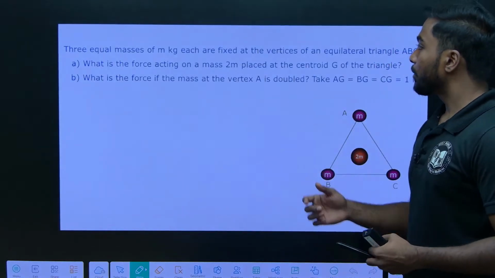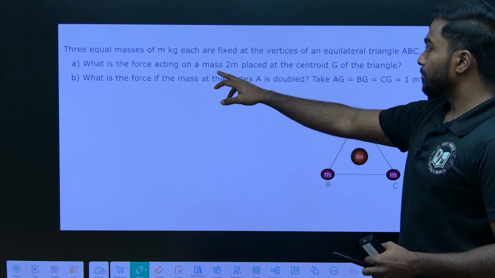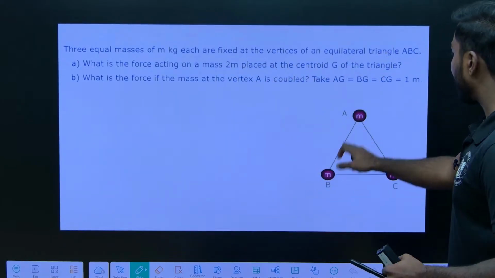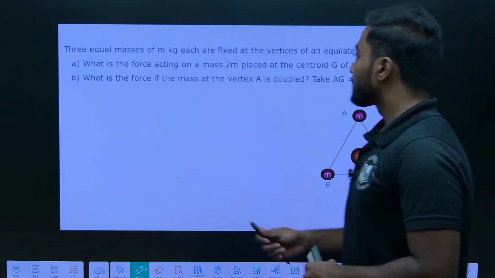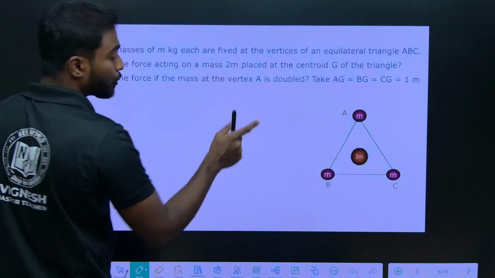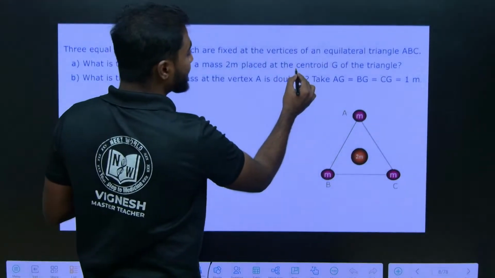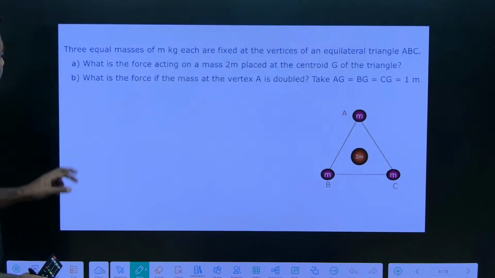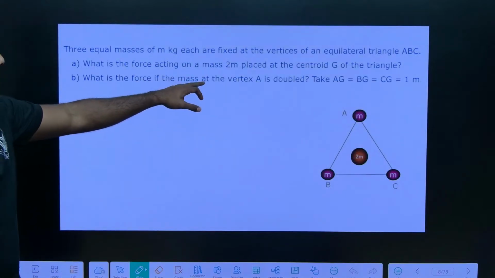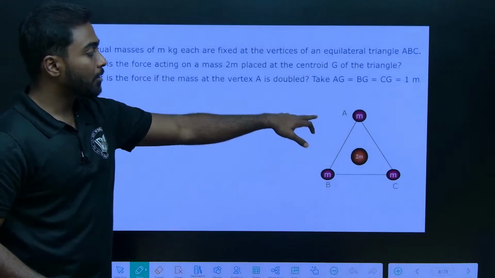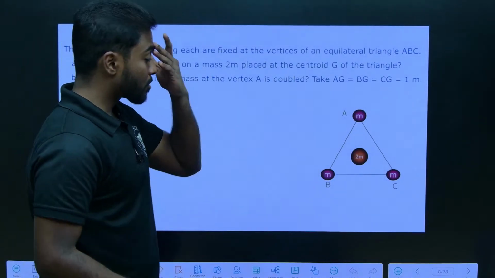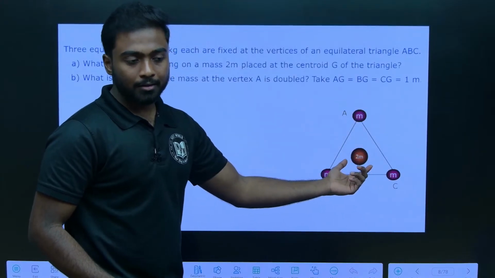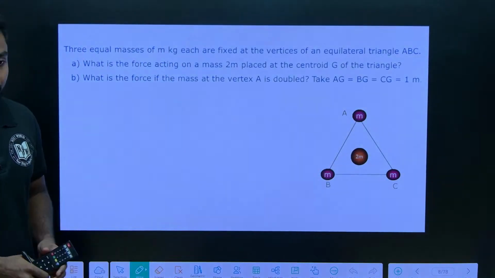So 3 equal masses of m kg each are fixed at the vertices of an equilateral triangle ABC. What is the force acting on mass 2m, which is placed at the center of the triangle, which is called the centroid? What is the force if the mass at vertex A is doubled? This is the diagram. I need to find what is the force acting on this. Let's calculate the first question.